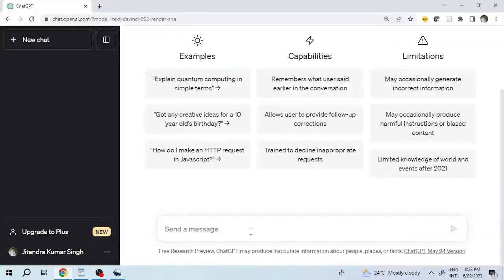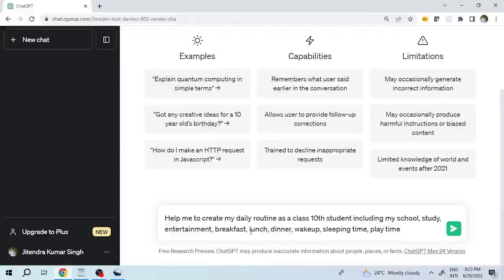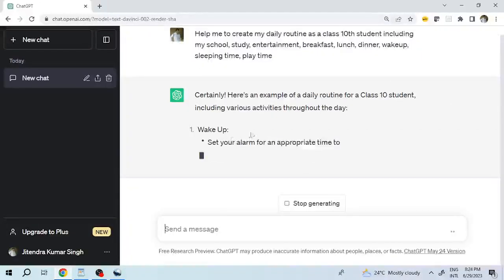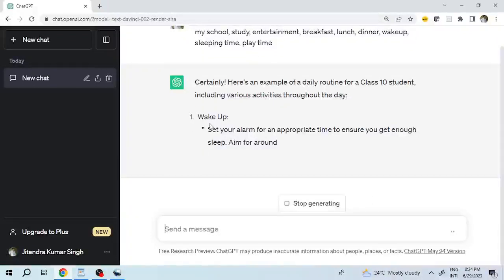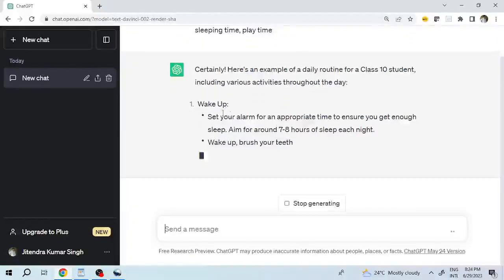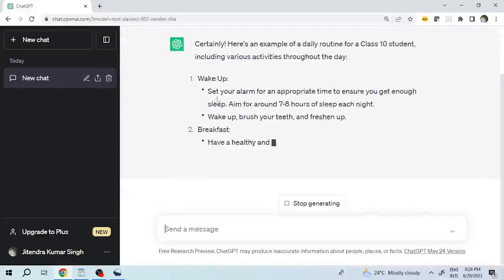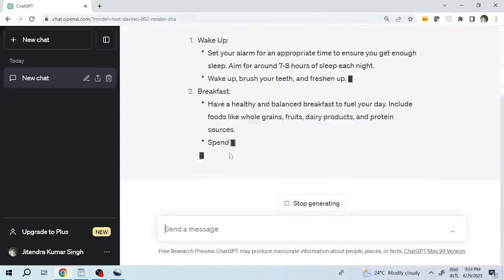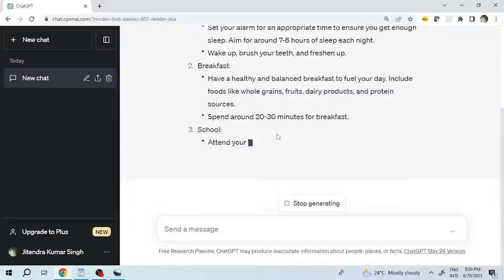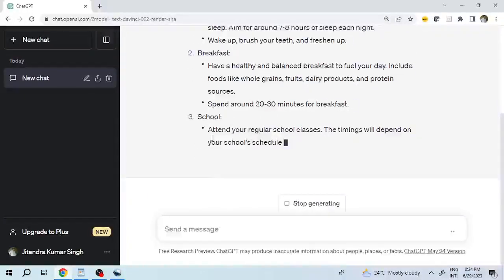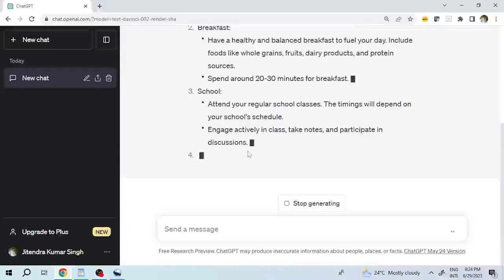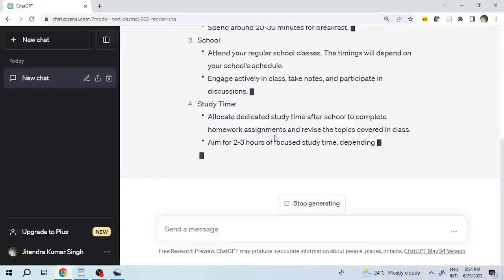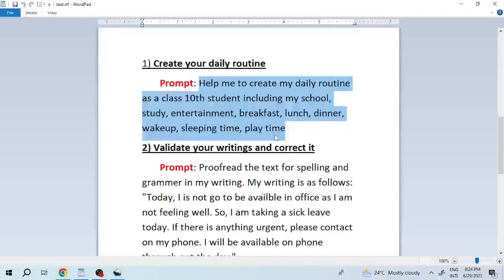So let's run this prompt in our ChatGPT. So this is my ChatGPT console, and here I'm running it. Yeah, so here if you can see, it is creating the response. It is giving the daily routine, for example the wake up time, breakfast, and all other things it is giving. They spend around 20-30 minutes for the breakfast. Even school's time it is giving, study time it is giving. So all this information it is giving, and thus creating our daily routine.